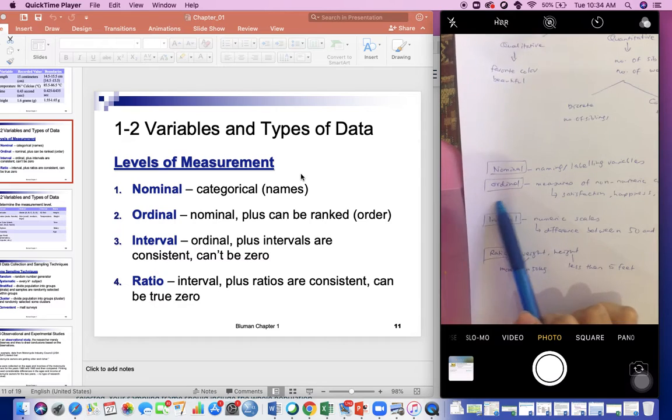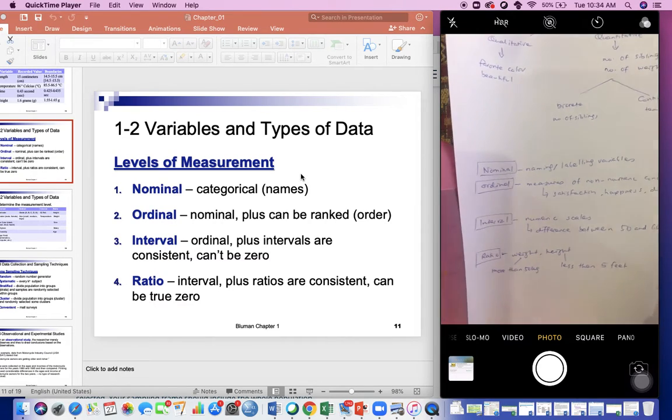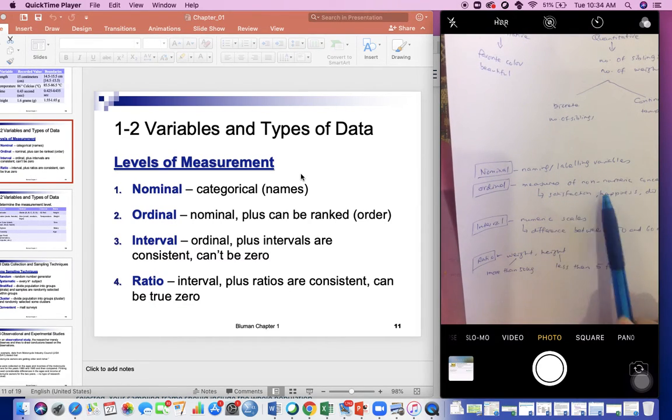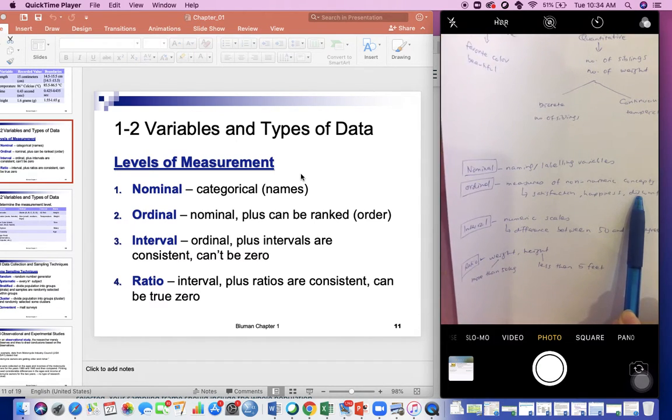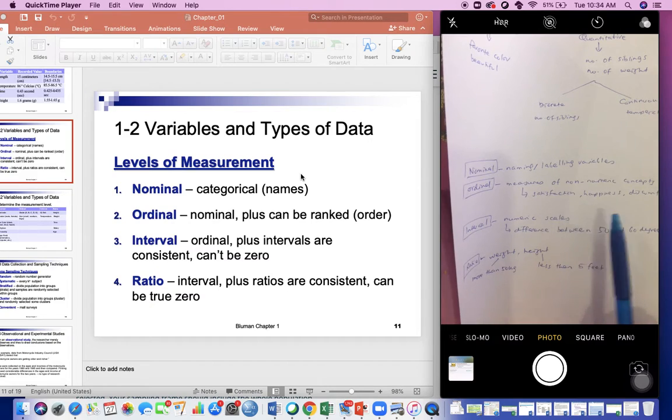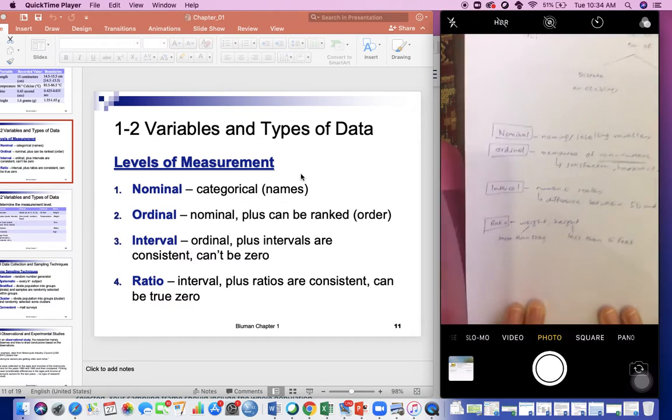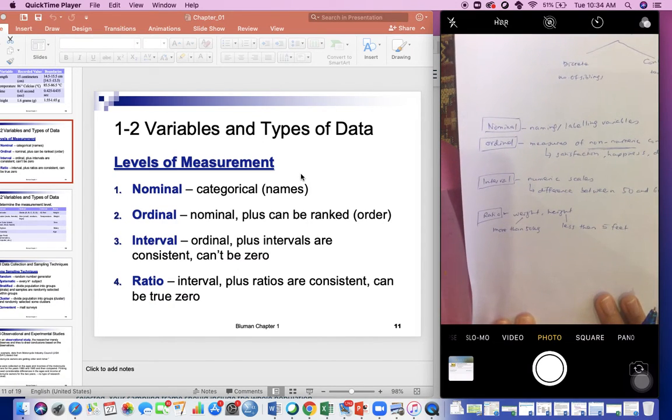Meanwhile, the ordinal is to measure the non-numeric concept. For example, satisfaction, happiness, discomfort. Okay. Non-numeric concept. Remember, non-numeric concept. Okay. For the interval, we measure the numeric concept.